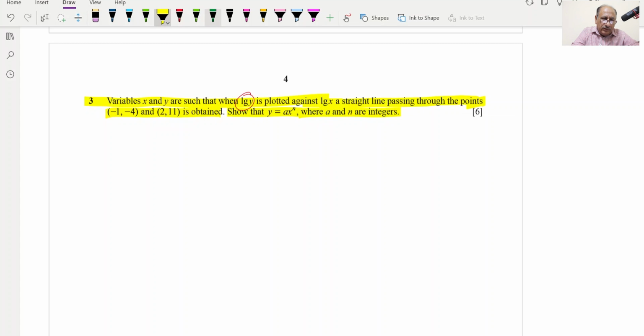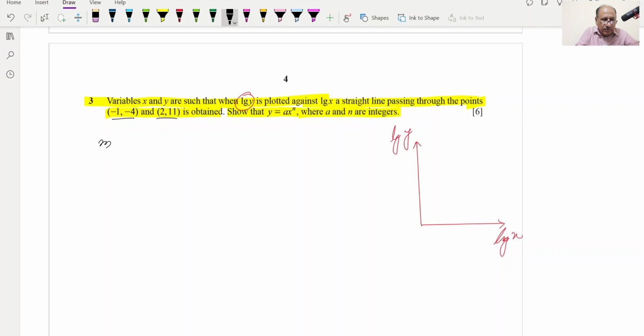First we need to understand the situation. This is log x on this side, with base 10, and this side will be log y. The x coordinate will be log x and the y coordinate will be log y of the equation. Now first of all, for these 2 points we will find the gradient.